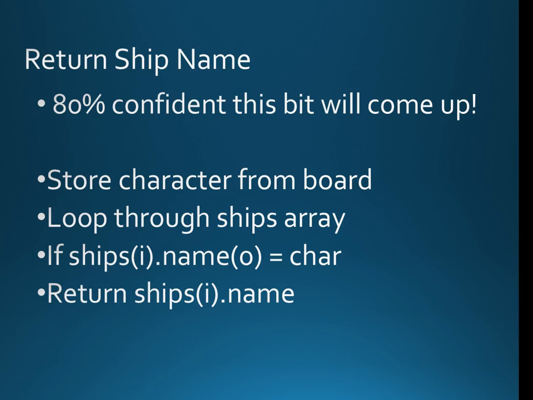Right, I'm really sure this little bit's going to come up in one way or another. Maybe not as part of You've Sunk My Battleship, but this is a really nice little bit of code. I bet they're going to stick this in somewhere, and I bet you have to do it as a separate function. So the idea is that we take the character from the board, loop through the ship's array, and then this is the absolute bit you've got to nail. Make sure you understand this. And crucially, return the name.